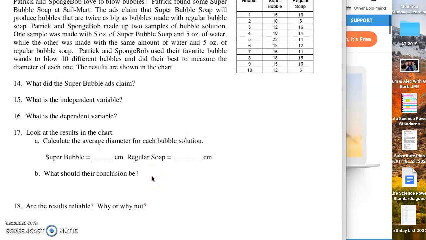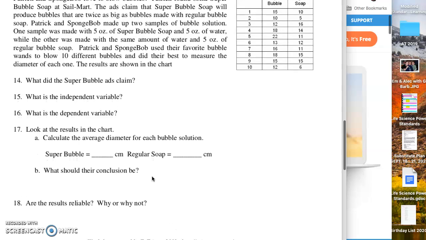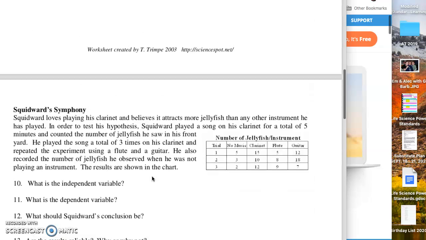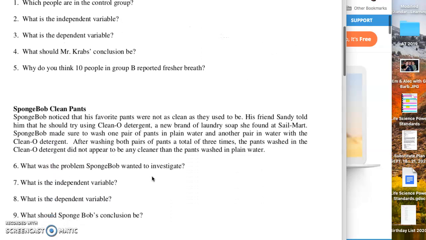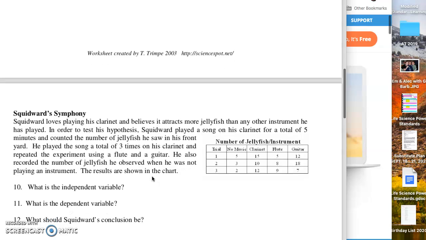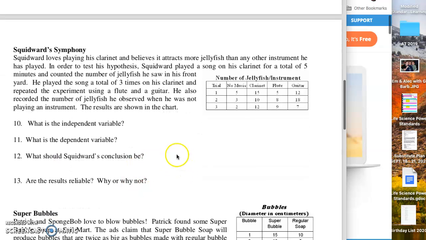So your job today, Tuesday, is to complete this and turn it in. We've got 4 scenarios to go through. The first 2 are pretty straightforward. These ones on the back have a little bit more variation to them, a little bit tougher, but that's why I did the video, to help you out with that.